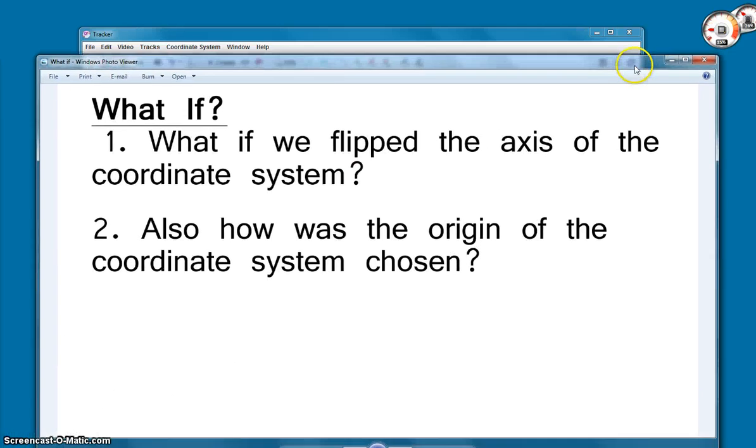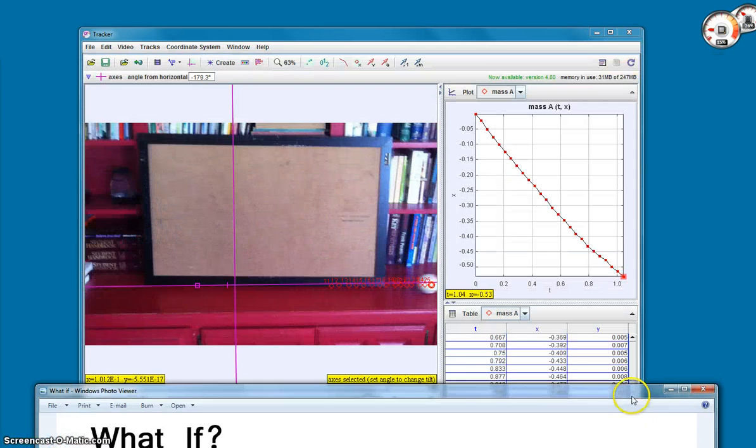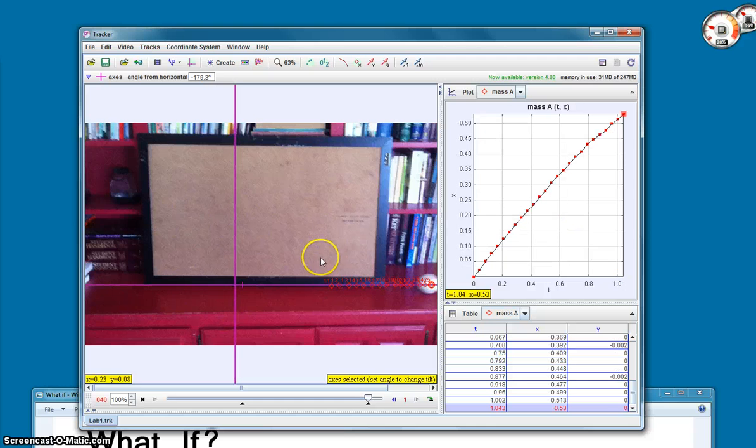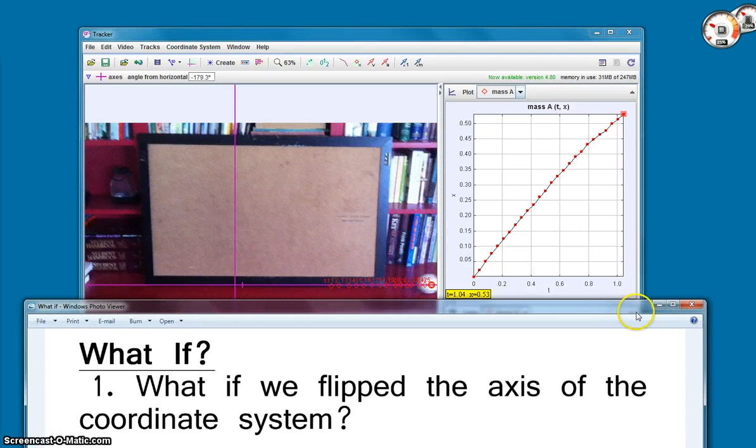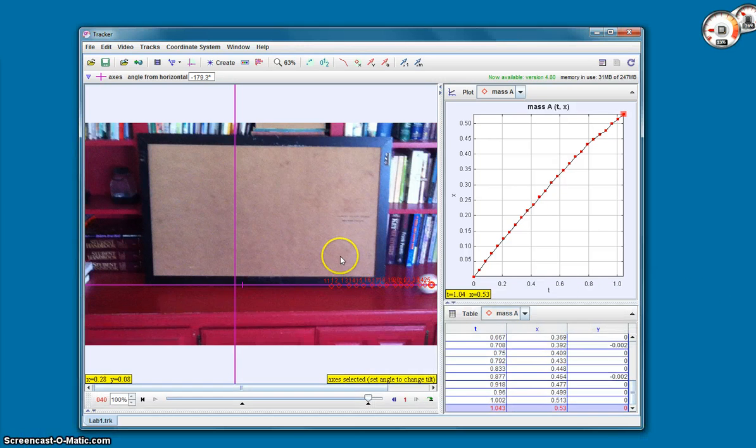So now, how is the origin of the coordinate system chosen? I put the origin of the coordinate system so that it was on the ball in its first frame, and it was heading in the positive x direction for easy measurement. And this is my lab report for motion at a constant velocity.